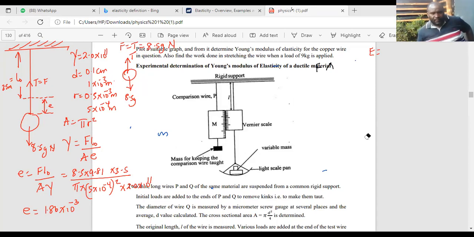Now, how does it operate? Two long wires, P and Q, of the same material are suspended from a common rigid point. So this is the comparison wire. P, this is the test wire. The same material is suspended from a common rigid support. Initial loads are added to P and Q to remove any kinks, like I've mentioned, to make them taut, to make them straight.